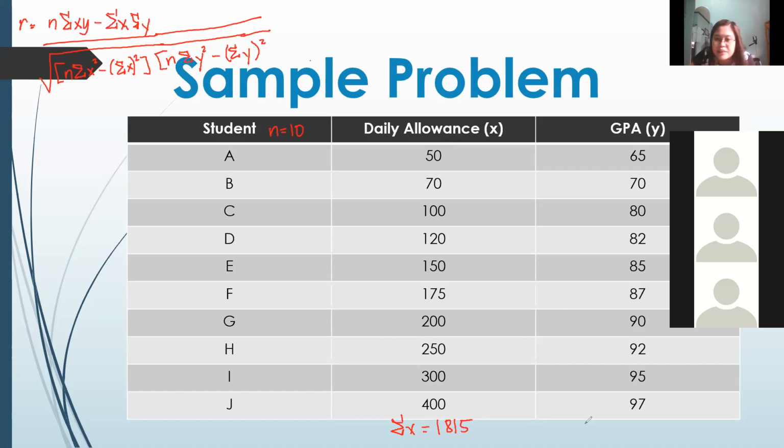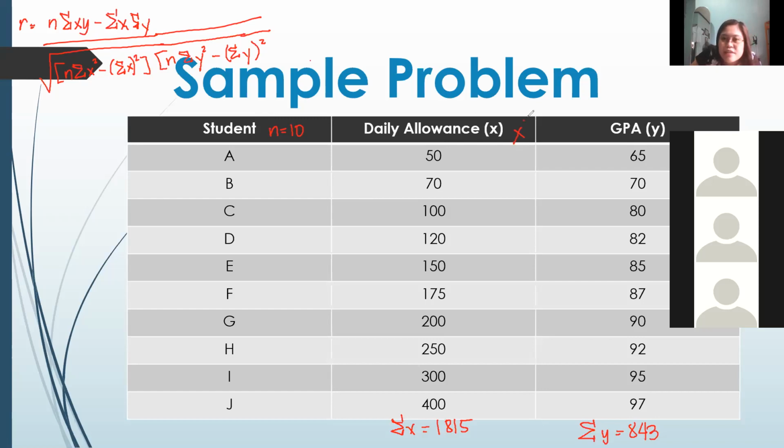And then, we have summation of Y. Inga na po itong gihimuon sa Y. I-add po nato tanan. 65 plus 70 plus 80 plus 82 plus 85, 87, 90, 92, 95 and 97. So, ang summation sa Y is 843. Tapos, ang sapatong kailangan based sa ato ang problem. Sa ato ang problem, kailangan nato ang X squared.